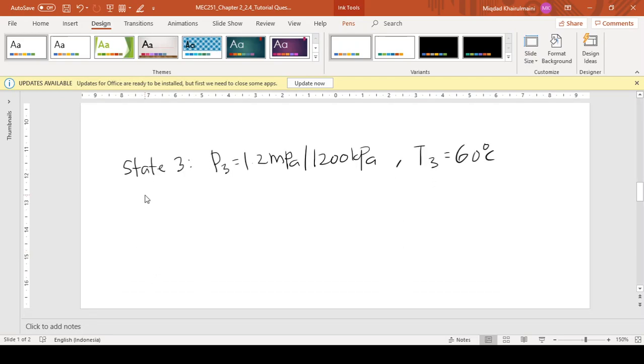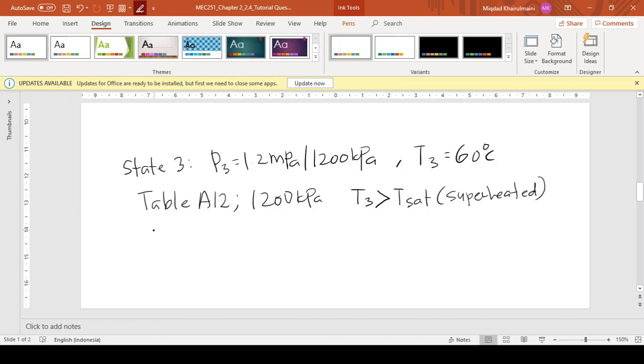So we prioritize pressure, so we open table A12 for R134a at 1200 kilopascals. We compare the temperature at state 3 with the saturation temperature. If you were to open the table right now, we will find that it is greater, so the phase of the substance is superheated.